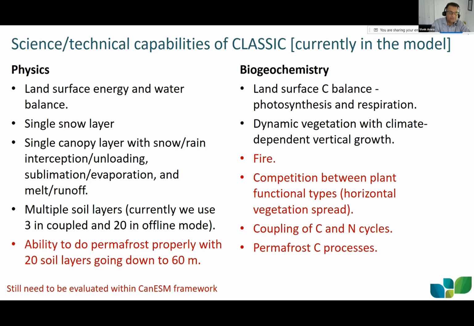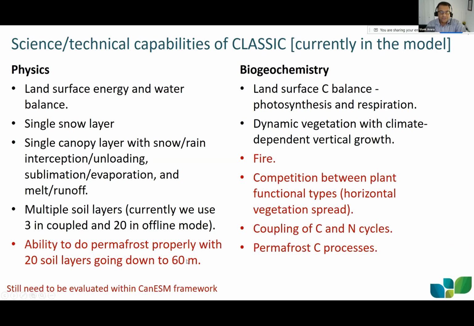And that has been raised as an issue because we do not do permafrost properly. And of course, you may know, to do permafrost properly, you have to go down deeper, you have to do more soil layers, so you have that thermal inertia when warming happens. And so offline, we do 20 soil layers, and we go down to 60 meters.